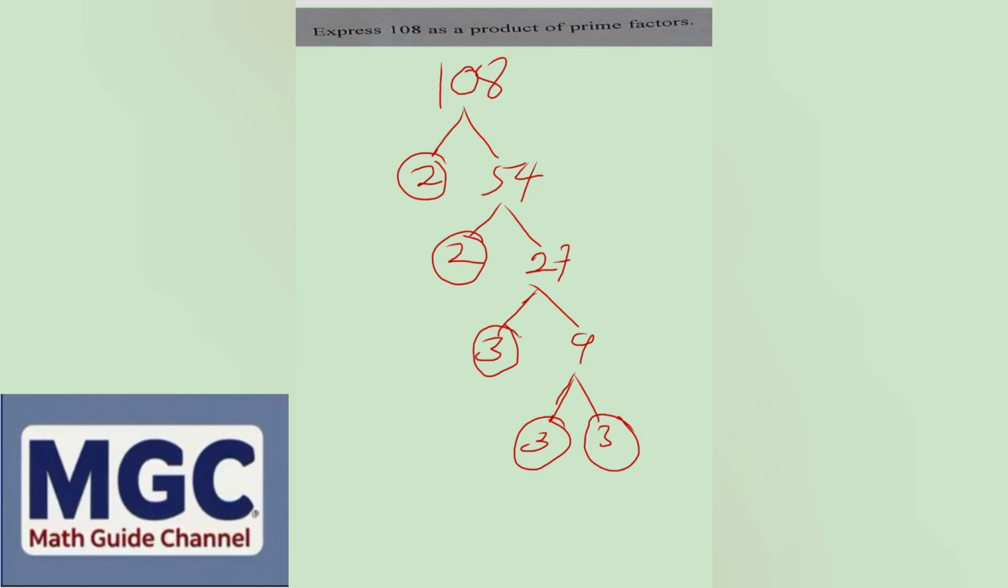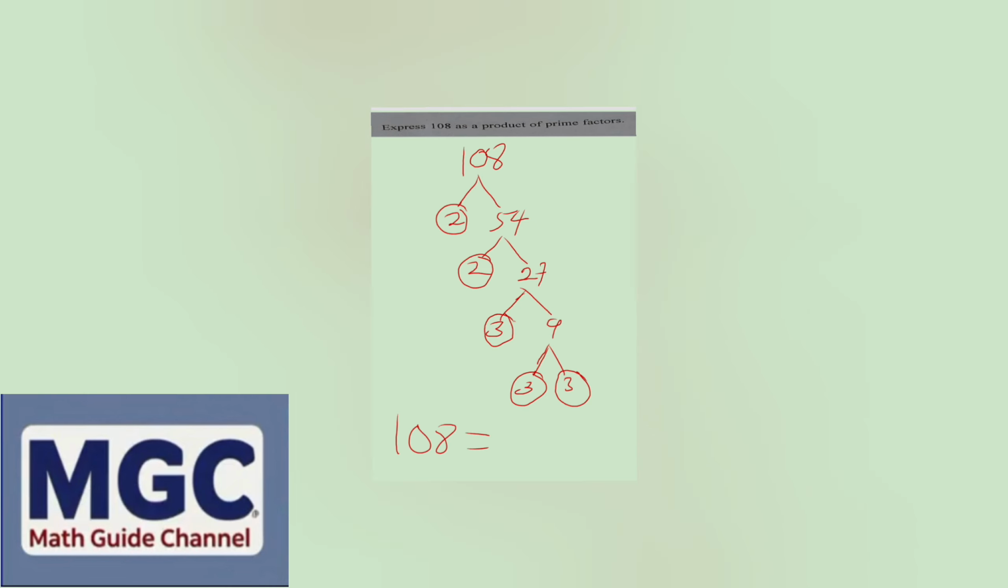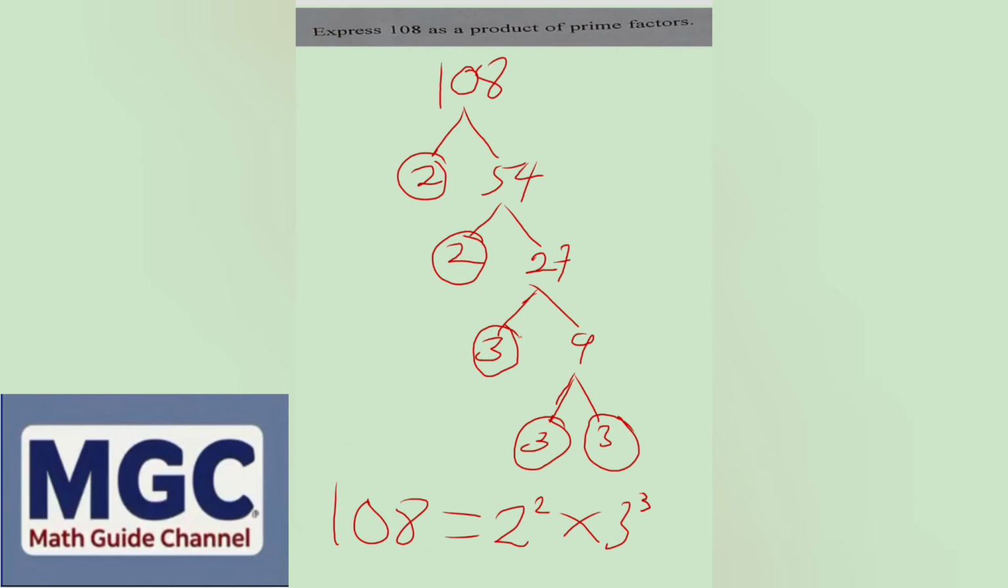So now you can express 108 as 2 times 2. You can see that the 2's are two. So 2 times 2 can be written as 2 power 2. So 108 can be expressed as 2 exponent 2 multiplied by the 3's, which are also three, so multiply by 3 power 3. Good. So when you actually multiply 2 power 2 by 3 power 3, you get 108. That is how we can express 108 as a product of prime factors.